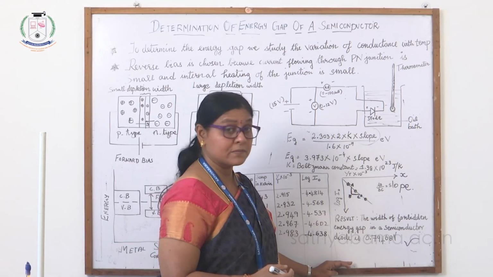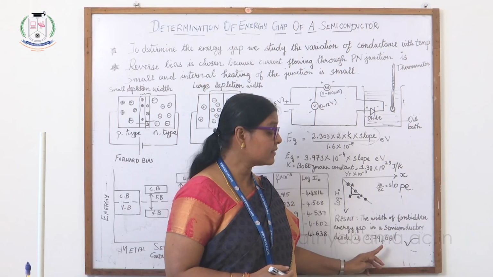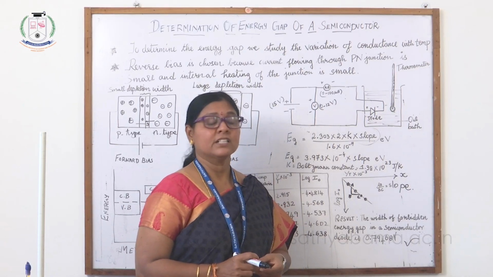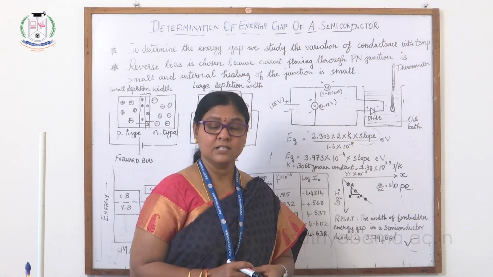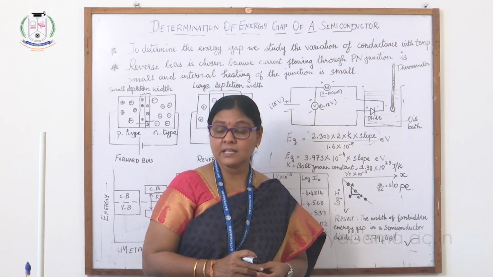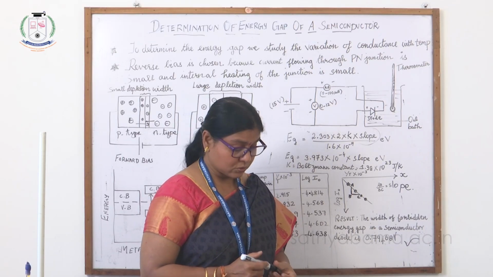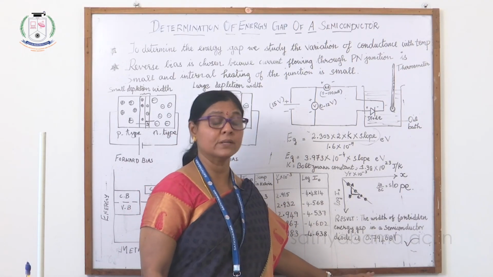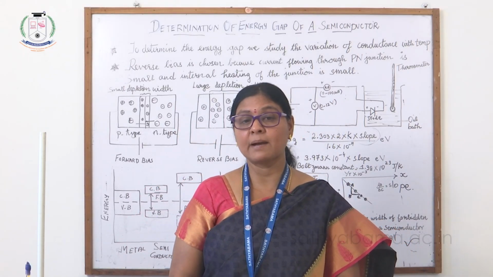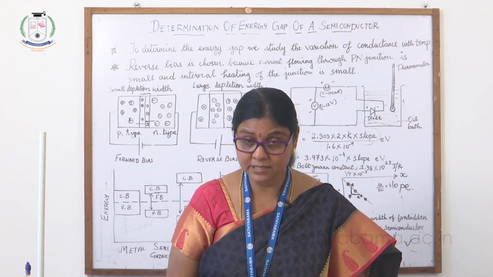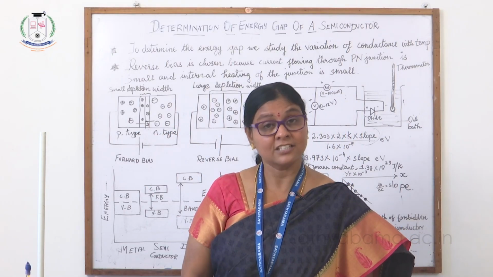We also observe that the value 0.794 is the band gap energy specifically for germanium semiconducting material. We also know that the semiconductor diode we have taken is made up of germanium. So this is how we perform the experiment to determine the energy gap of the semiconducting material, which is taken in the form of a PN junction diode.